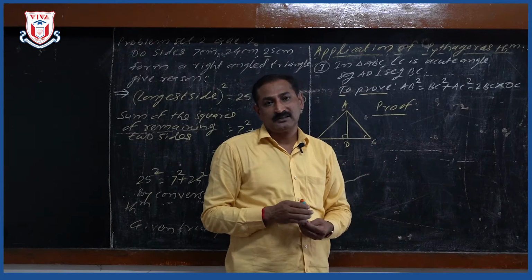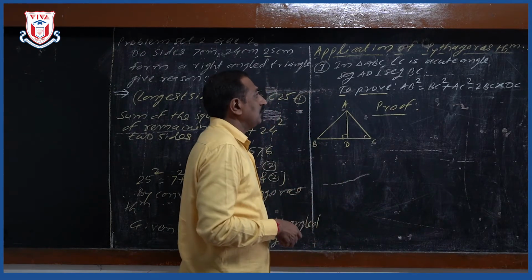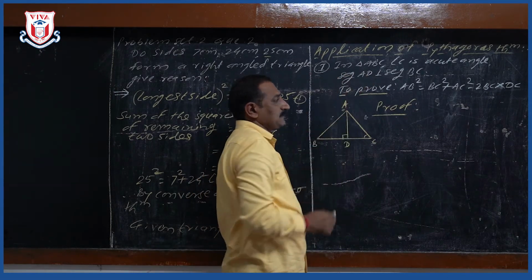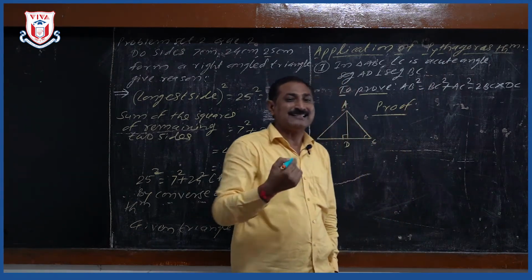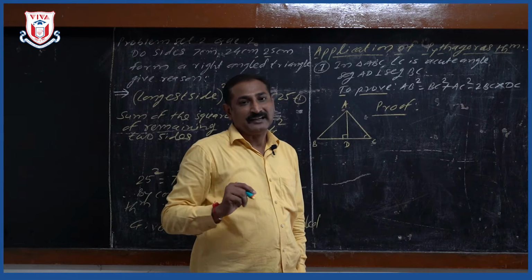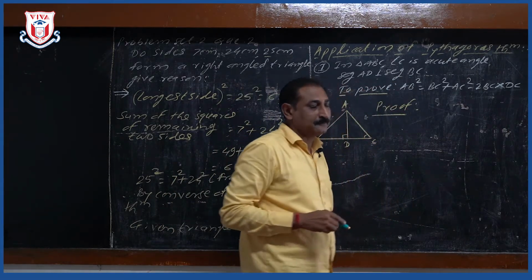Application of Pythagoras theorem. The first application is in triangle ABC. Angle C is an acute angle, meaning less than 90 degrees. The measure of angle C is less than 90 degrees. Segment AD is perpendicular to segment BC.